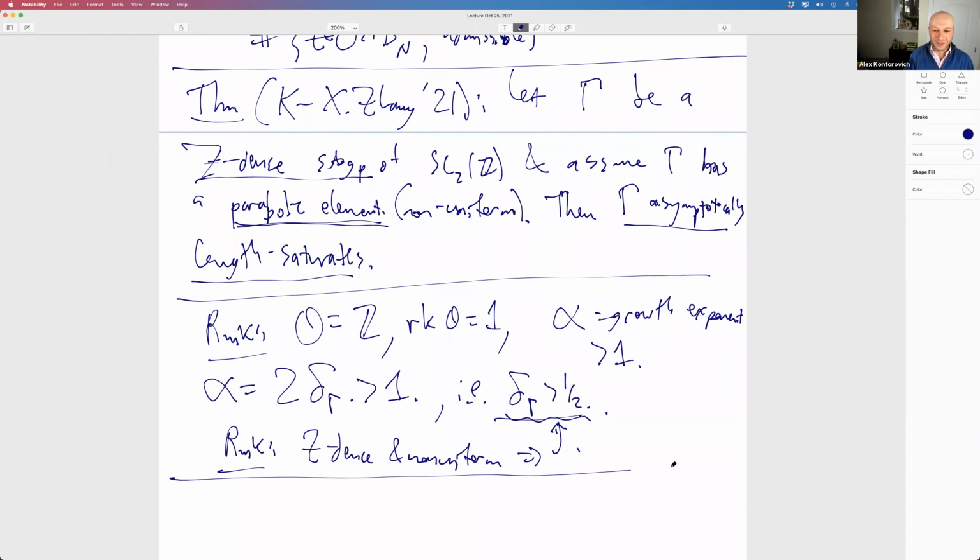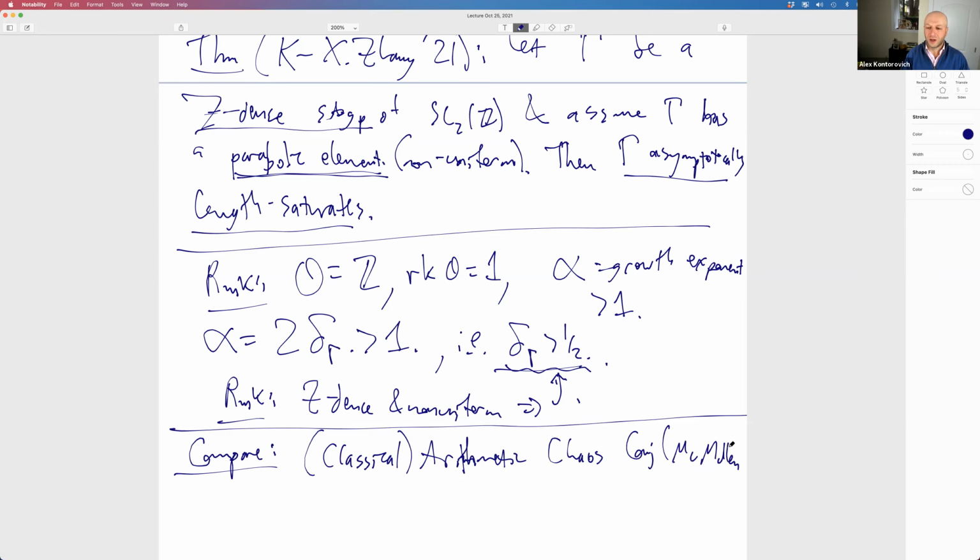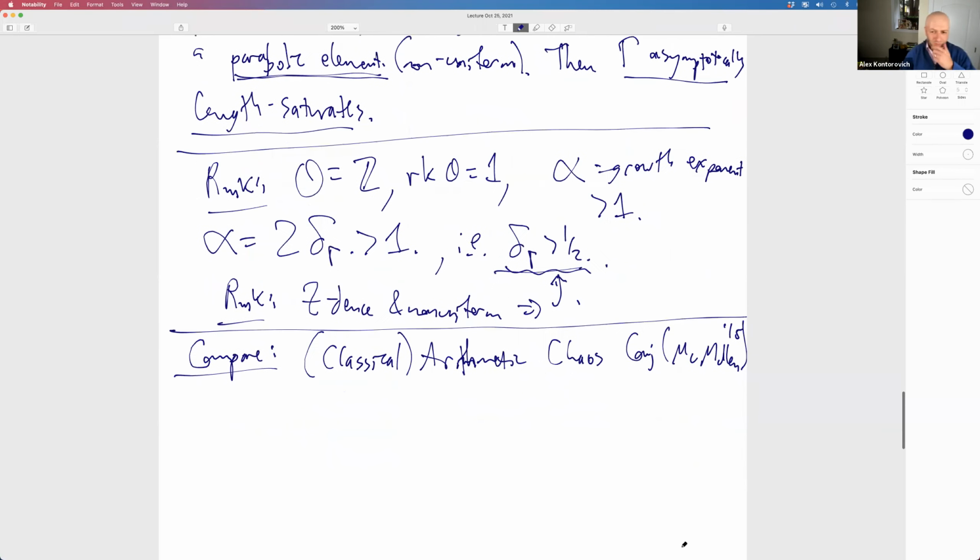So then let me try to tell you something about where this comes from. Some more remarks. Compare to the following conjecture. McMullen calls this the classical arithmetic chaos conjecture, as opposed to quantum chaos. The arithmetic chaos conjecture of McMullen from a few years ago now. Don't quote me on this, I'm just going to put a number there, which says the following.